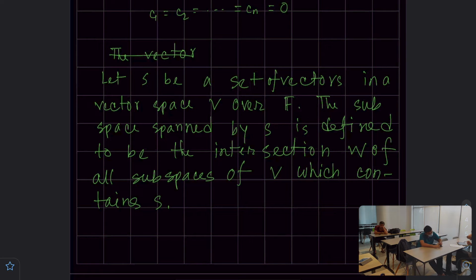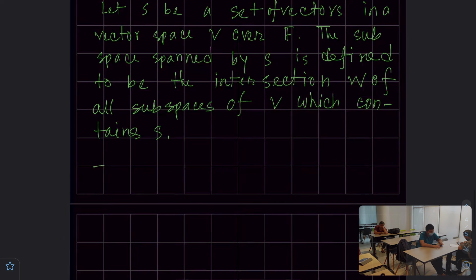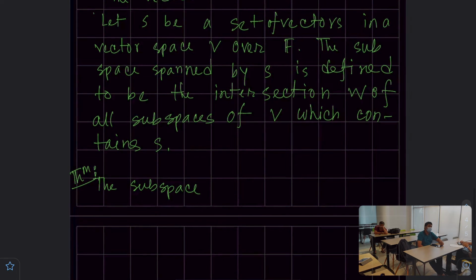Then later we proved a theorem that the subspace spanned by a non-empty subset S of a vector space V is the set of all linear combinations of vectors in S. Yeah, that was the theorem. We started with the definition of the span as the intersection of all subspaces, then we proved this. This was our definition when we showed the linear combination.